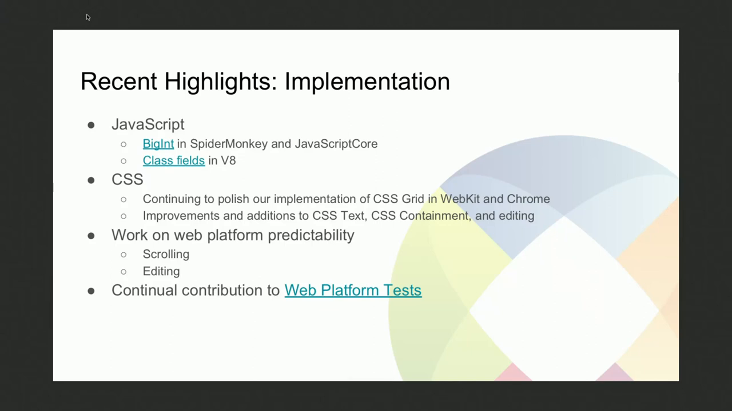The other side of the work we do is implementation, which means that we're working upstream on almost every open source browser. This includes Firefox, Safari through WebKit, as well as Chrome and Servo. So in line with our specification work, we're implementing at the same time BigInt in SpiderMonkey and JavaScript Core. And this is really nice because it allows us to have this internal feedback when we're working on specifications. And in the same way, we're working on the implementation of class fields in V8. Both really exciting things.